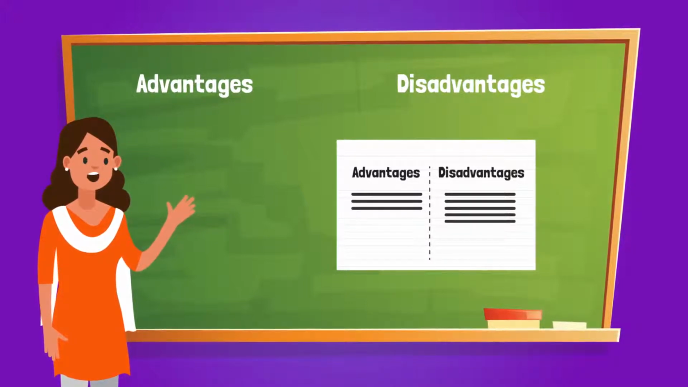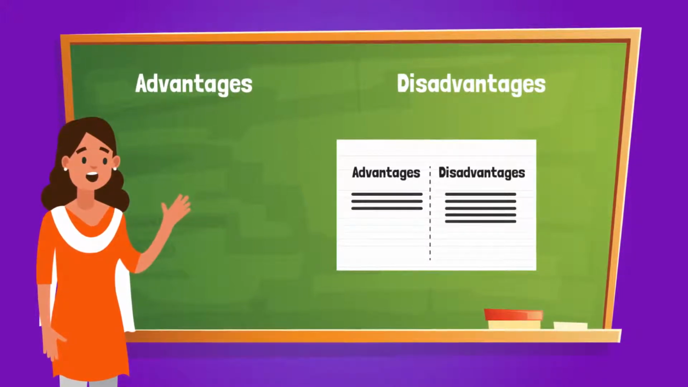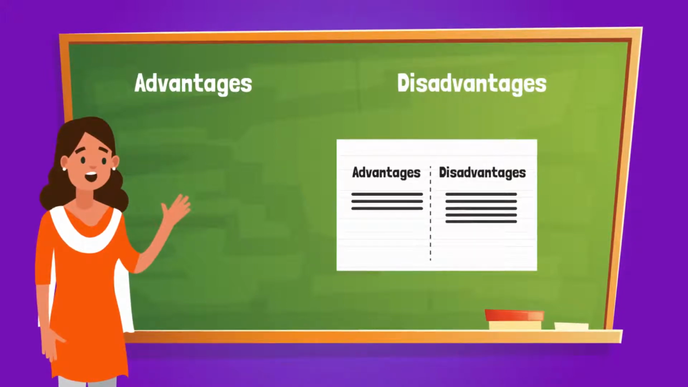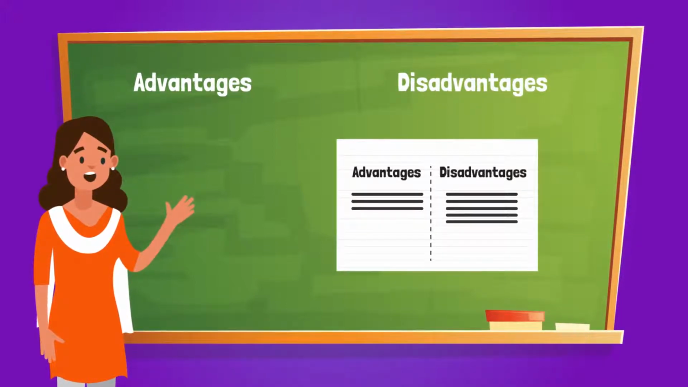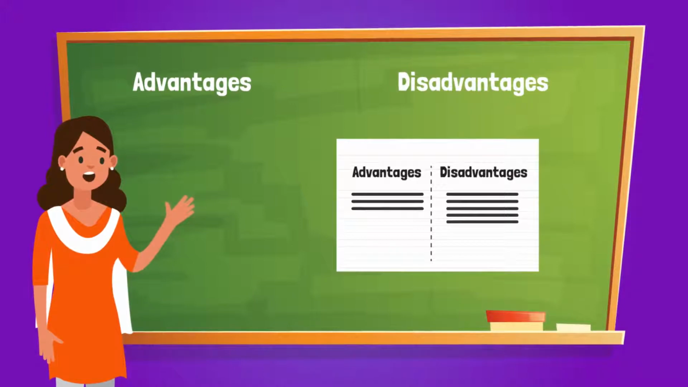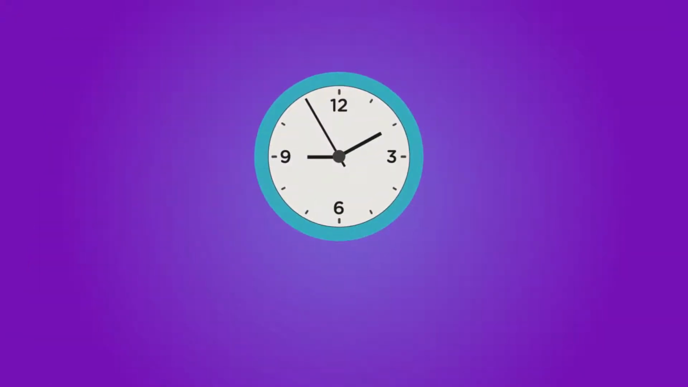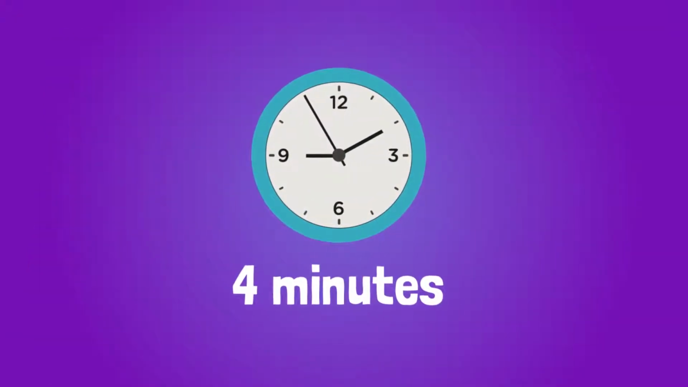At the end, I will randomly ask some pairs to share one advantage or one disadvantage. Are the instructions clear? Let's start. You have 4 minutes.